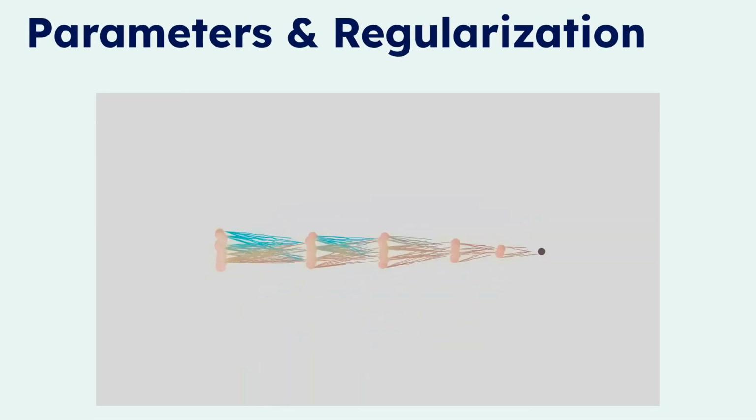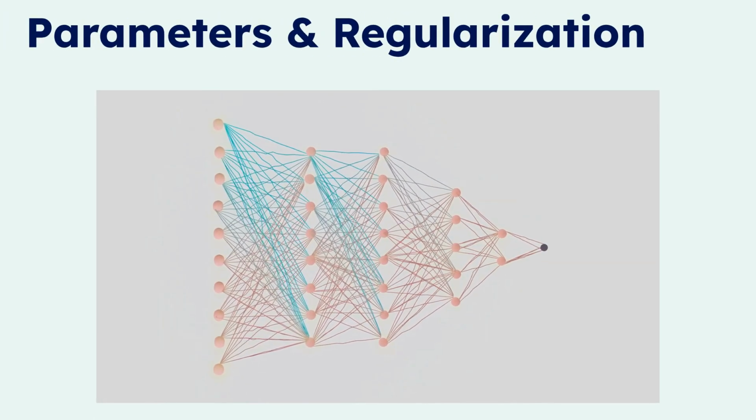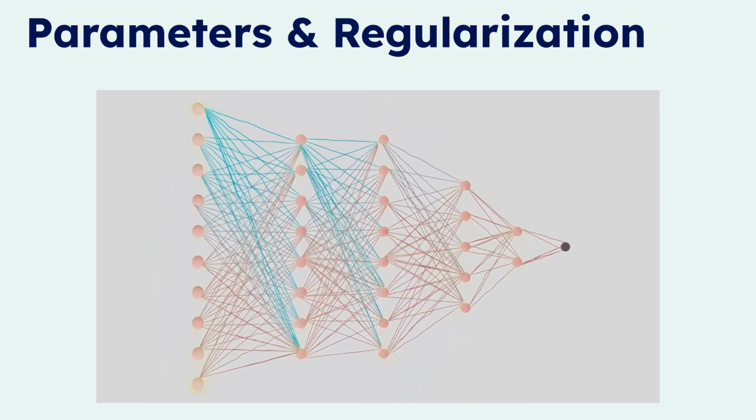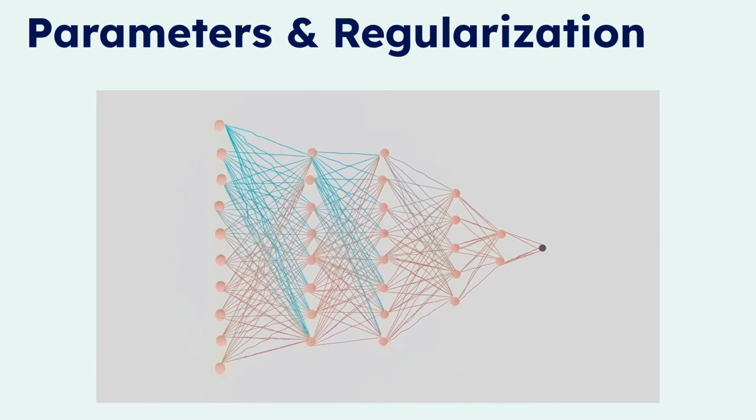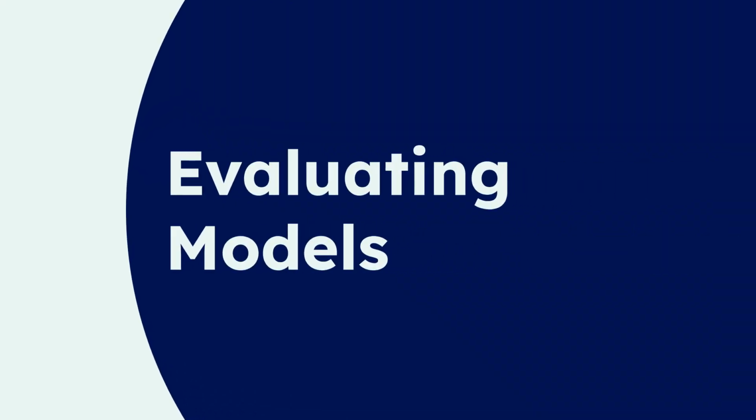The network's parameters, weights and biases, are adjusted during training. Regularization techniques like dropout help prevent the common issue of overfitting. Once the model is trained, rigorous evaluation is needed to ensure performance.